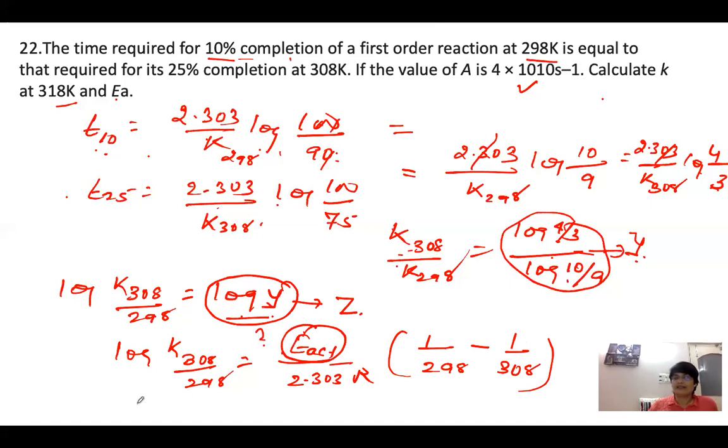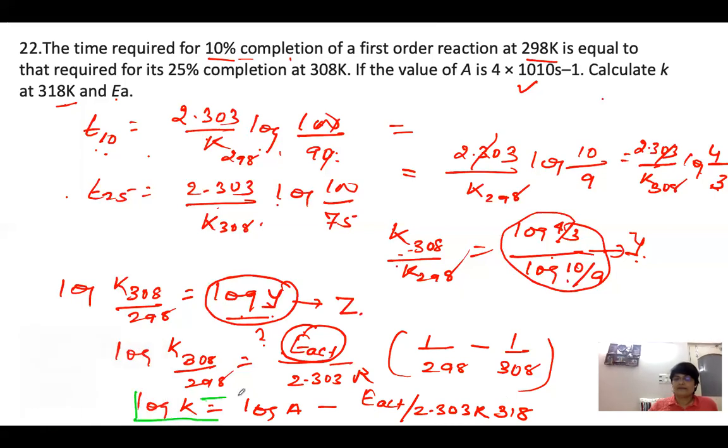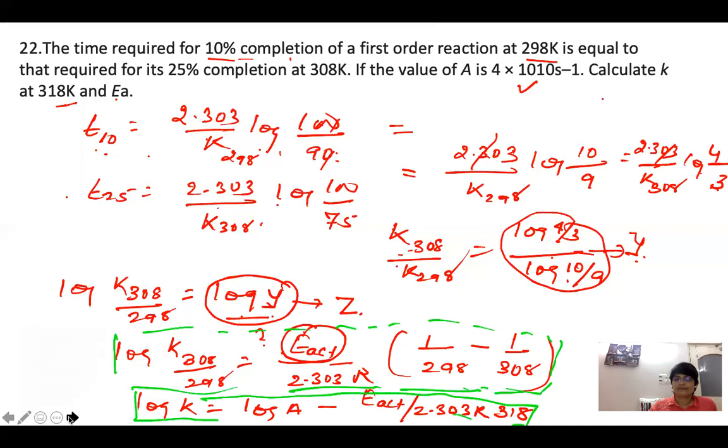Once the activation energy is found, write your formula: log K is equal to log A, which is given, minus E act upon 2.303 R. This is at 318. If you look carefully, it's going to be very simple. This is our final expression at 318. The calculation is a little longer, but it's not difficult. So please do it. You can say this question is a little difficult, because 2-3 things you have to use.